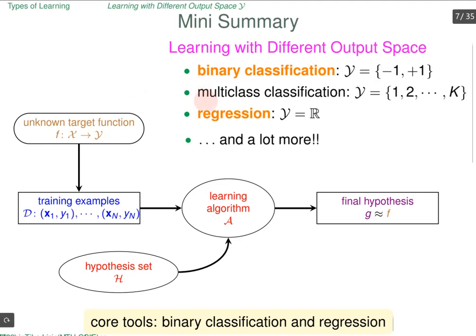Well, further, we have also seen the multi-class classification task where the output consists of up to K classes. One example could be handwritten digit recognition. The K could range up to 10 classes.